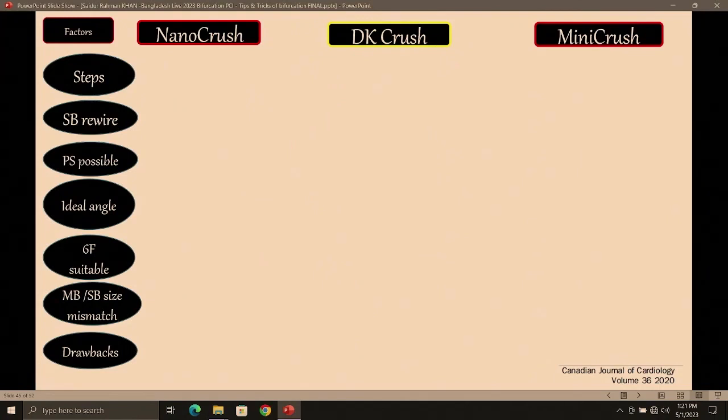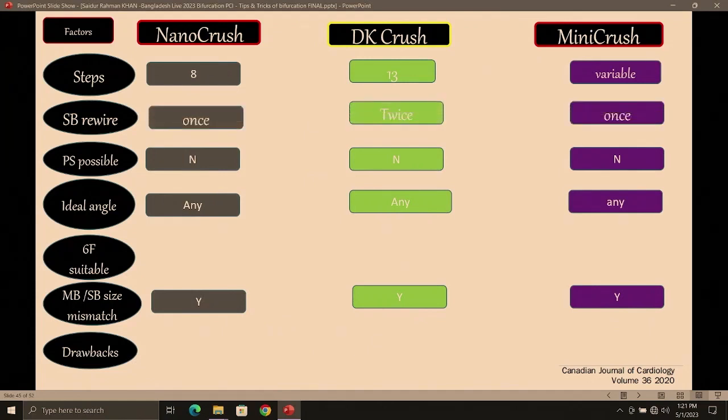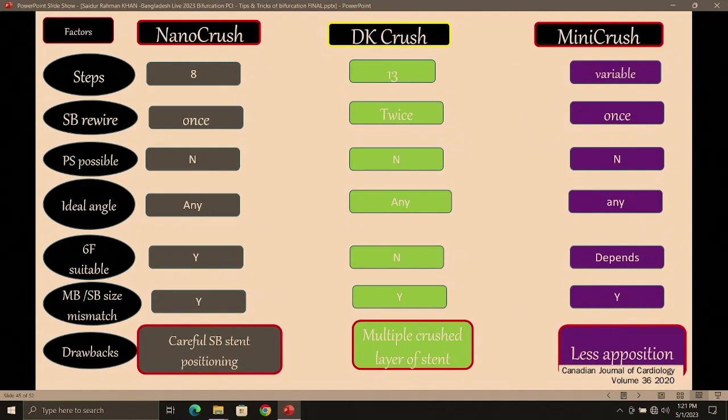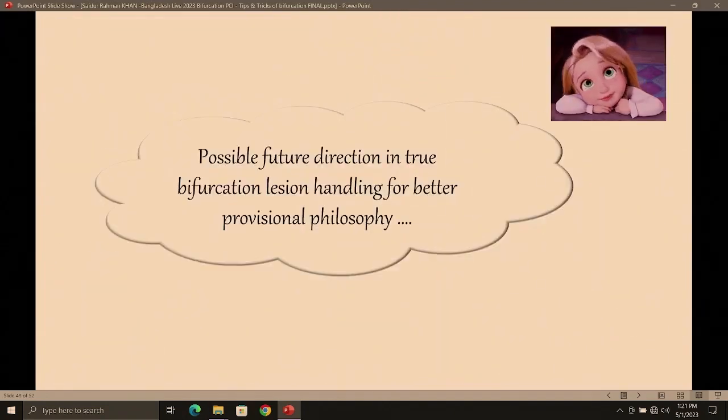The last point here is the crush. Not only the DK crush, you have the nano crush, you have the mini crush, these possibilities are there. So you have to keep in your mind all the procedural steps of these 3 types of crush, because that will help you a lot. Not only will you depend on DK crush, you have nano crush techniques, you have mini crush techniques, and you have to know the differences of these steps, and also the suitability of any of these techniques, which one will be best according to the anatomy of that case. So this is DK crush and this is DK nano crush.